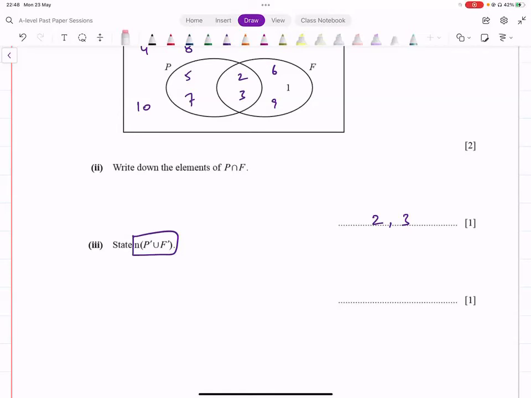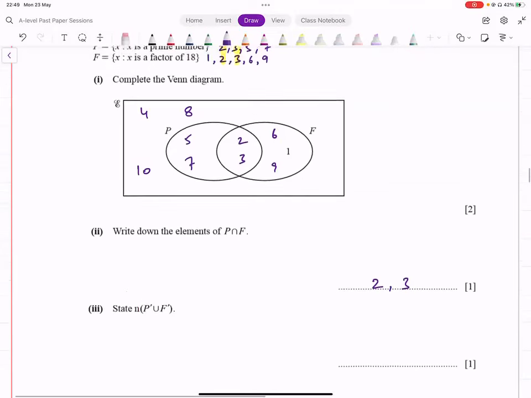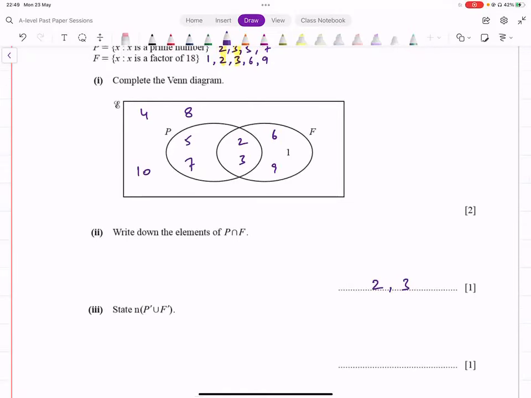अच्छा, now it says state n of P complement union F complement. What does that mean? n का मतलब होता है number of elements. Number of elements जो आपके पास इस सेट के अंदर आ रहे हैं. ठीक है, अच्छा how do we think about this? P complement का मतलब है P से बाहर वाला सारा रीजन. Everything outside of P, that's going to be all of this. ये पूरा का पूरा आपके पास P के बाहर वाला रीजन आ गया.